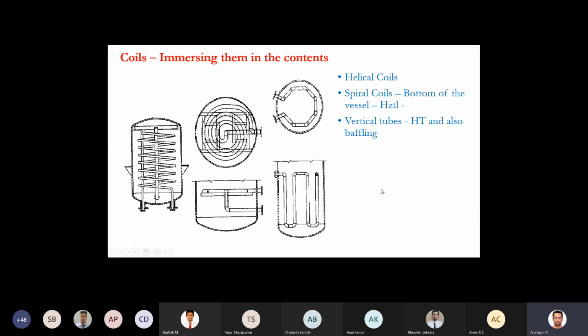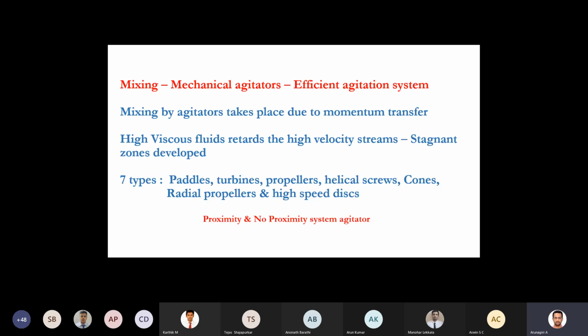So we will go for this type of coil arrangements: helical coils, spiral coils, and vertical tubes. Apart from that, in this type of stirred tanks or agitated vessels, in addition to these jackets and coils, we will provide mechanical agitators. Why do we have to provide them? The purpose is mixing, because the fluid inside is stagnant. If we provide this agitator arrangement, what will happen when it rotates?